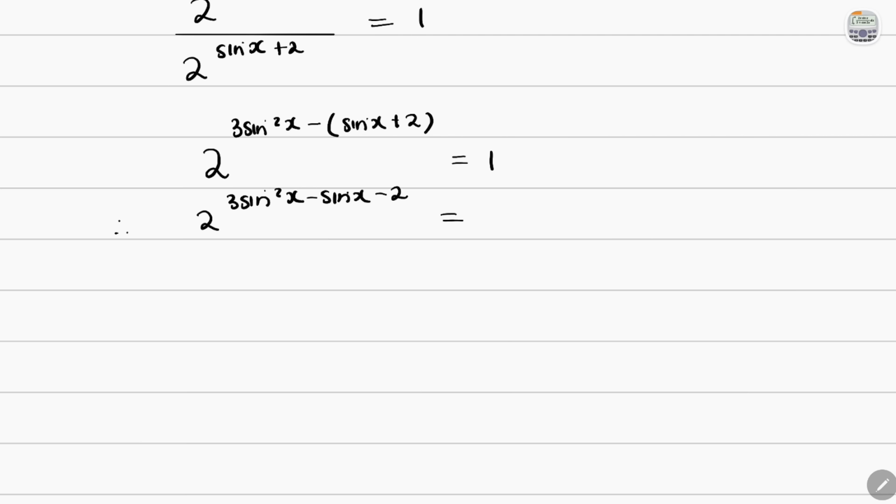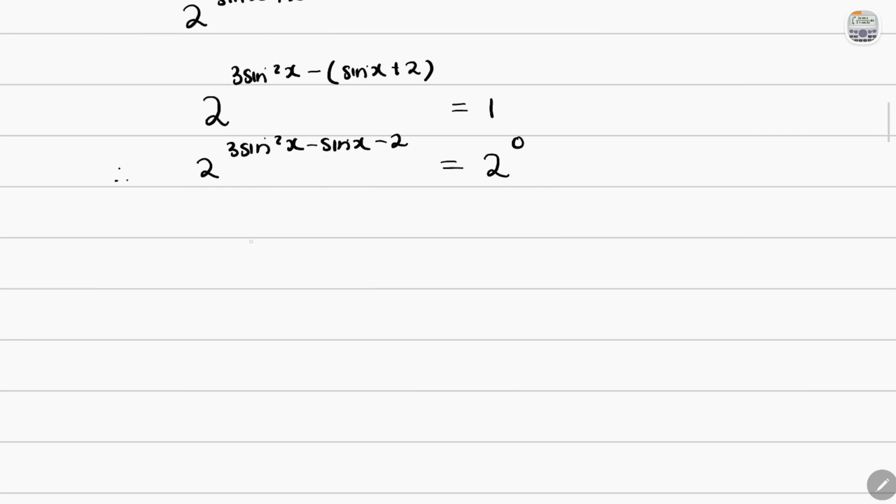At this point, I'm trying to solve this exponential equation where we have a base of 2 here and a base of 1. To solve an exponential equation, you have to ensure that the bases are the same, so you can make the exponents equal. How can we rewrite 1 as a base of 2? By writing it as 2 to the power of 0. So there we are, and now the exponents can be made equal. So we have 3 sine squared x minus sine x minus 2 is equal to 0.